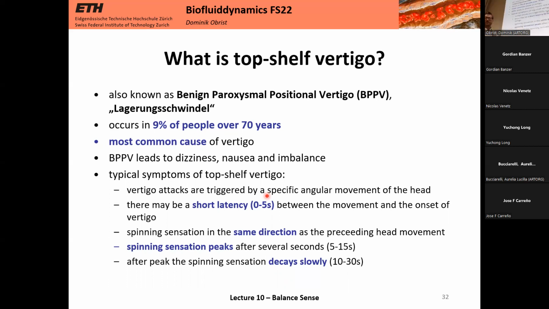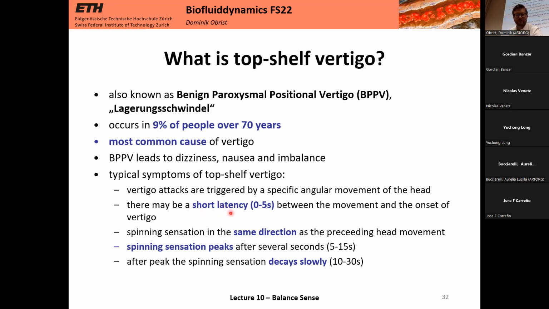Or in German, Lagerungsschwindel, occurs in 9% of people over 70 years. Most common cause of vertigo. Really, it's the most common cause in the world. Leads to dizziness, nausea, imbalance, obviously. And this is now the interesting thing in terms of mechanics. Vertigo attacks are triggered by a specific angular movement of the head, right? Like lying down in bed or picking up something on the shelf.